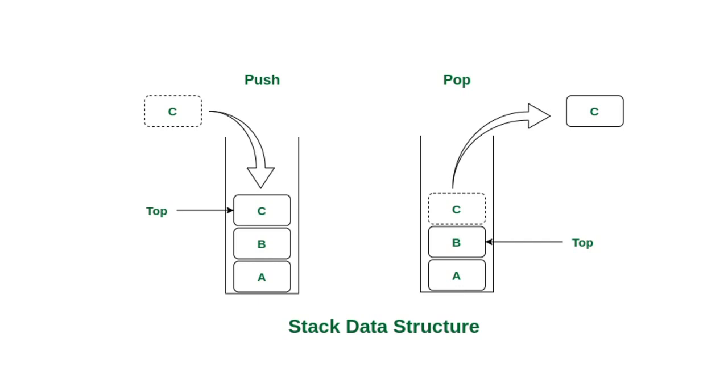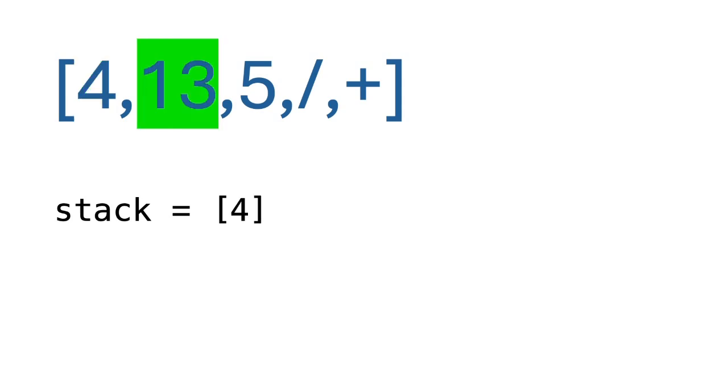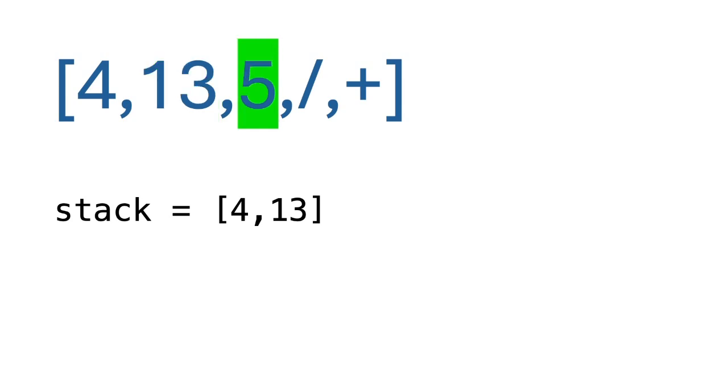Let's assume our token list has the values 4, 13, 5, division operator and addition operator. As a first step, let's declare an empty stack and we will iterate from the first element of the list. If the element is a number, we will append it to the stack. Our next element is 13. It is again a number, so we will append it to the stack. Now we will iterate to the next element, which is 5. It is again a number, so we will append it to the stack. So far, our stack has the values 4, 13 and 5.